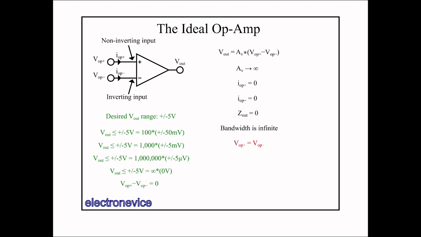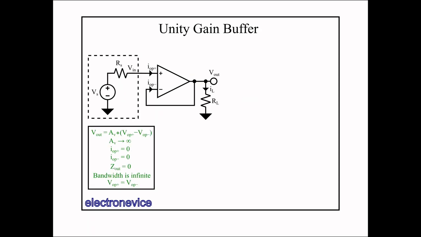These equations are all we need to know about ideal op-amps before we can start making circuits. So now, let's take a look at some of the circuits we can build with our ideal op-amp. The simplest op-amp feedback circuit is just connecting the output Vout to the inverting input VOP- and connecting our input signal to VOP+. This is called the unity gain buffer.